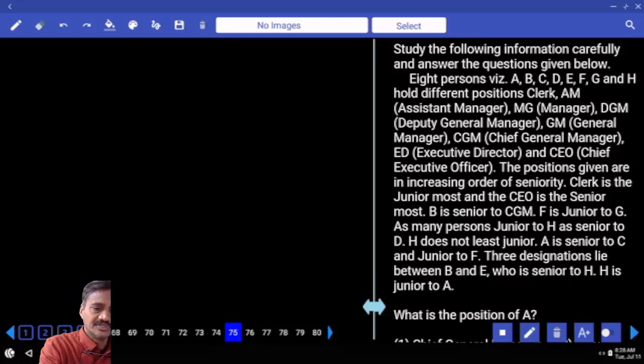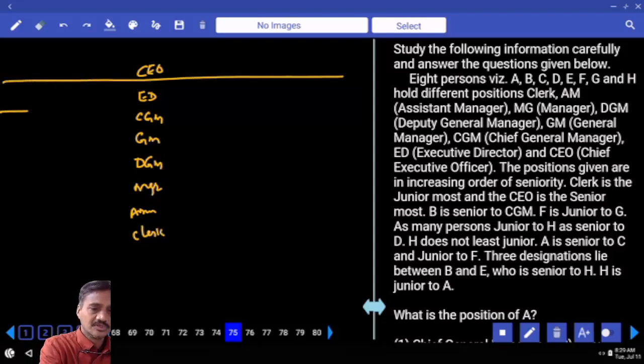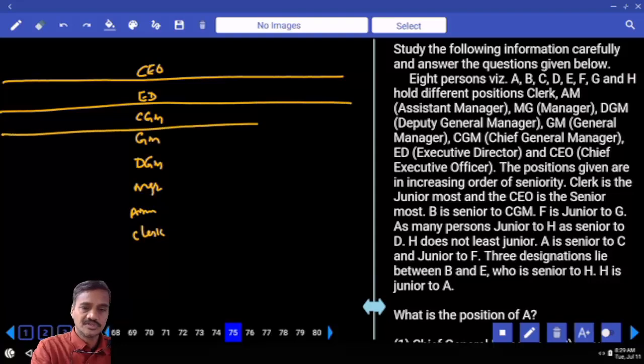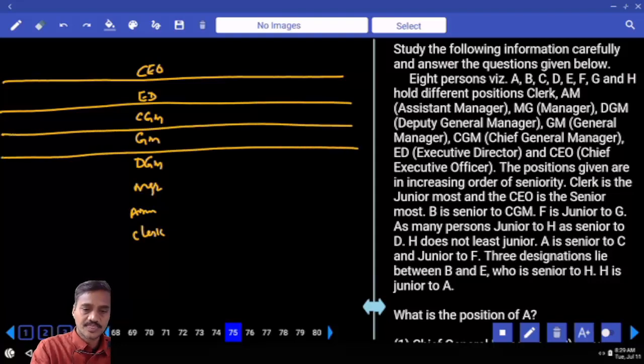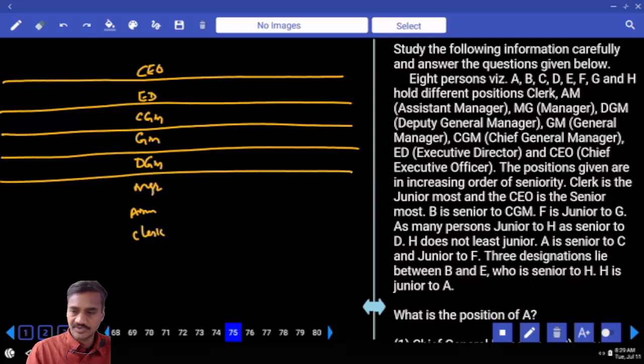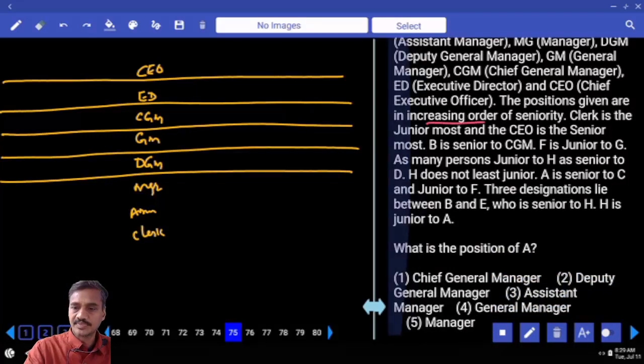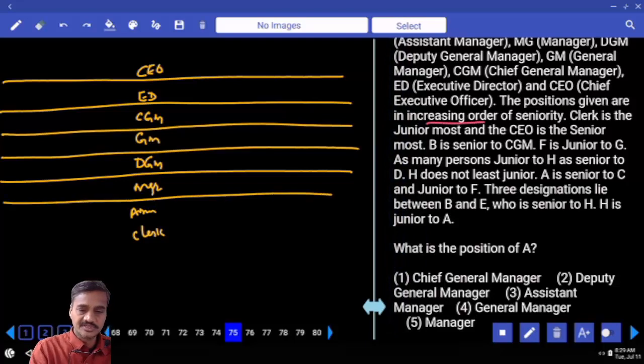The order is: CEO, which is the highest position. Next one is ED, next one CGM, next General Manager, next DGM, next Manager, Assistant Manager, and a clerk. Now how many persons are there? 8 persons together. Now we need to find out who holds which post. Then condition number 1: the positions are given in increasing order of seniority. From here the statements start.